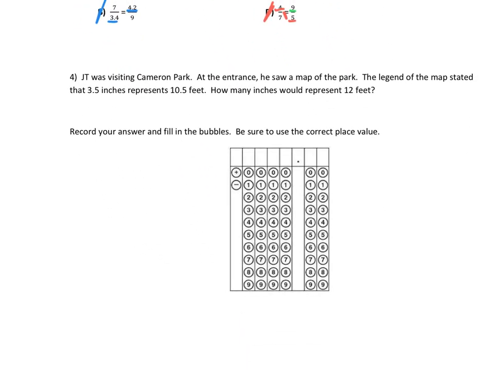All right, on number 4. So JT was visiting Cameron Park. At the entrance, he saw a map of the park. The legend of the map stated that 3.5 inches represents 10.5 feet. That is extremely important right there because they pretty much give us our scale right off the bat. We even know that we're going to be comparing inches and feet.